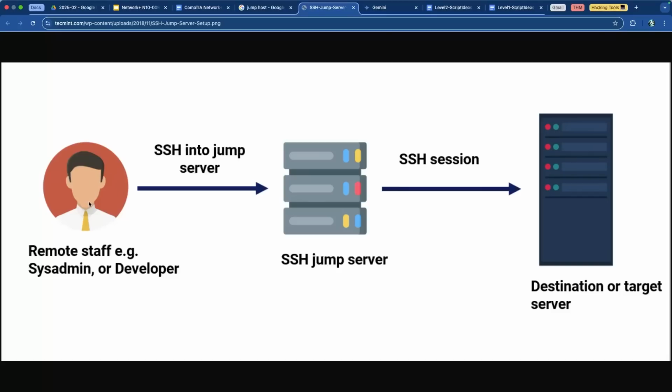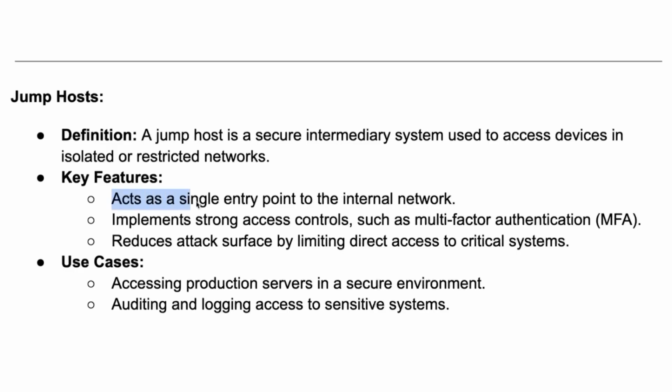You have the person who's trying to connect. This is the endpoint. And then there's this intermediary, this middleman device that acts as the jump server. You jump from this server to this server. The jump host acts as a single entry point to the internal network. It implements strong access controls like multi-factor authentication, and it reduces the attack surface by limiting direct access to critical systems, right? So this is why we have the jump server.